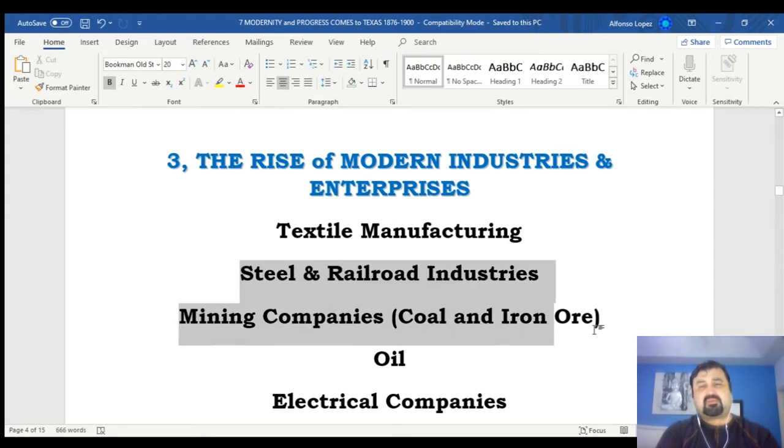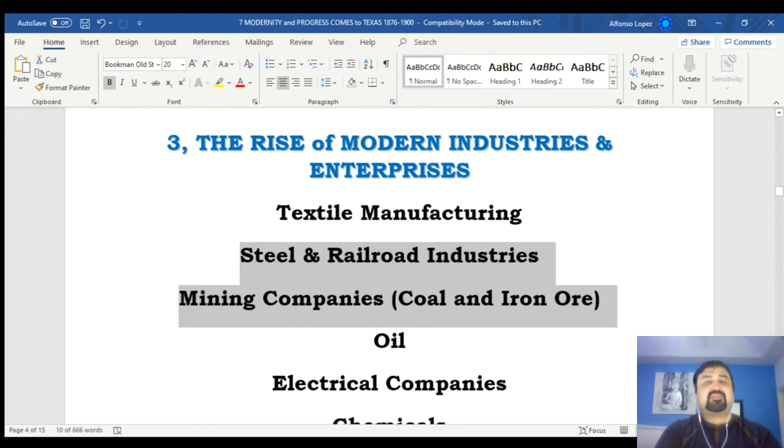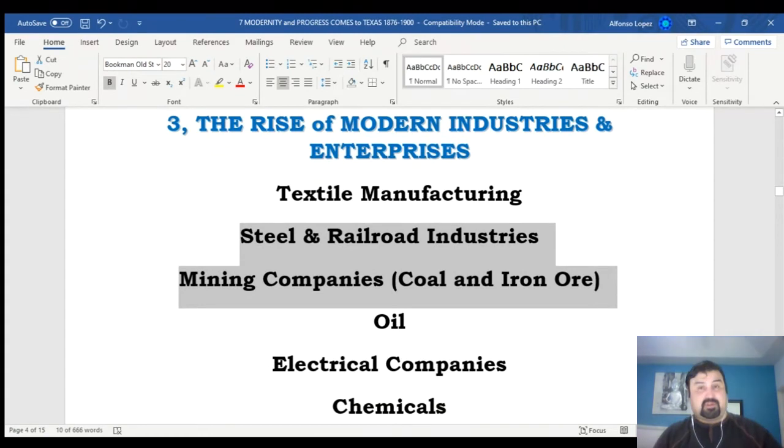And with the Second Industrial Revolution, we're going to see the advent of new industries, new enterprises in the United States. For example, the steel and the railroad industries. There's going to be massive railroad construction, particularly at the end of the Civil War. Starting around the end of the Civil War, the railroad is going to go everywhere. It's not just the North.